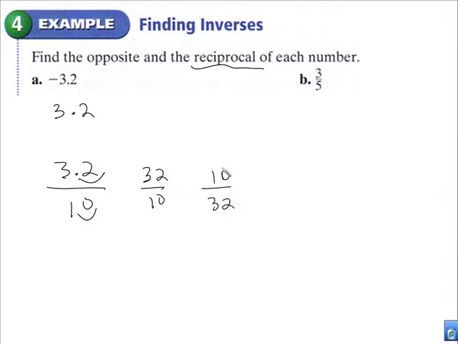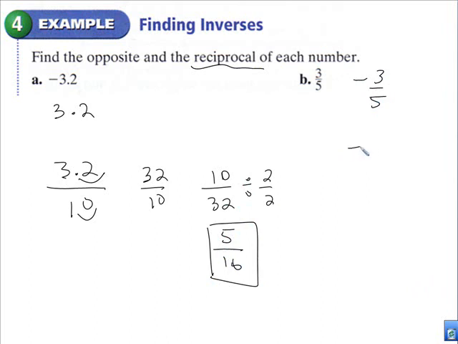And then let's just reduce this. We could divide top and bottom by what? Let's see, we divide by 2. What are we going to get? 5 over 16. There we go. Over here, what's the opposite? The opposite is negative 3 over 5, and the reciprocal is going to be negative 5 over 3. You notice for the reciprocal, we kept the sign the same. The sign does not change when we're doing the reciprocal. So keep a note on that.